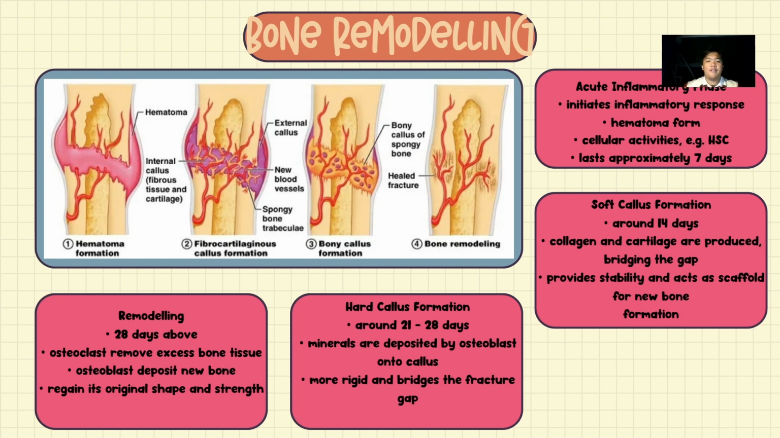Next is hard callus formation around day 21 to day 28, where minerals are deposited by osteoblasts onto the callus, and it becomes more rigid and bridges the fracture gap. The last step is bone remodeling, which occurs from day 28 and above, where osteoclasts remove excess bone tissue and osteoblasts deposit new bone, so that it regains its original shape and, slowly, over time, its strength.